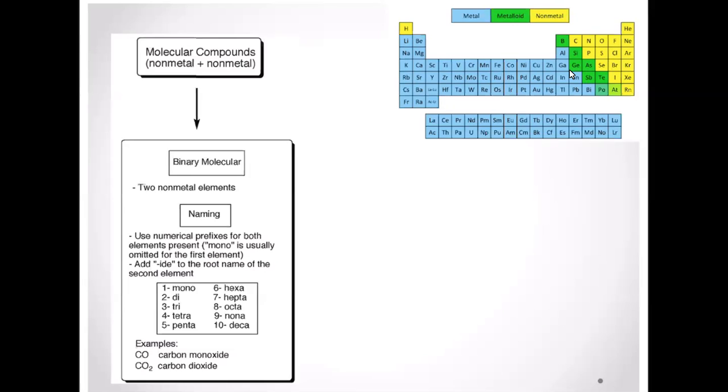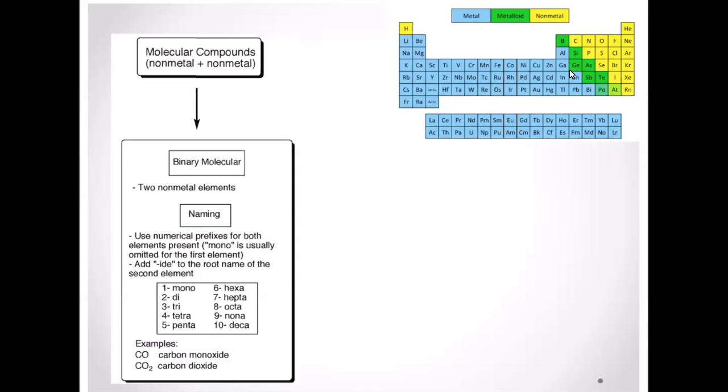And we're going to use the numerical prefixes that you might have learned at one point, right? So mono for one, di, tri, tetra, penta, hexa, hepta, octa, nona, deca. So this tells us how many of each element we have. And then the second element that's listed will end in "ide." So we would add IDE to the root name of the second element. And one other note is that if the first element listed has 1, we don't use mono. We only use that for the second element.